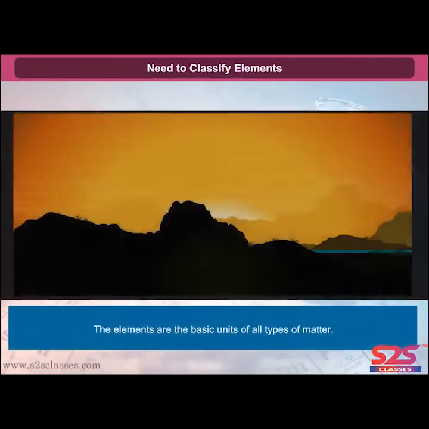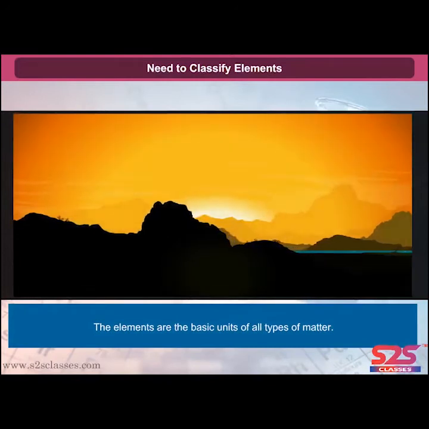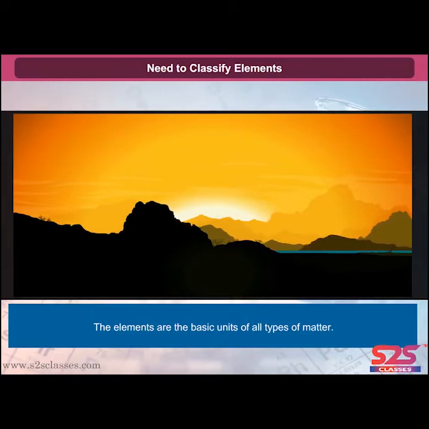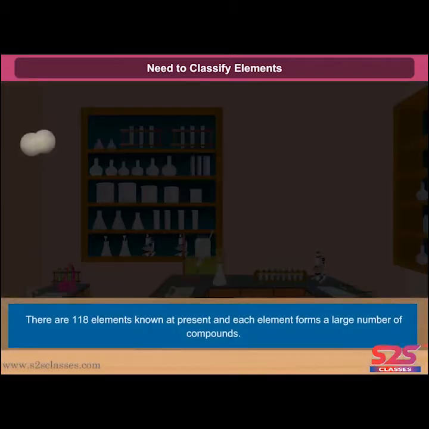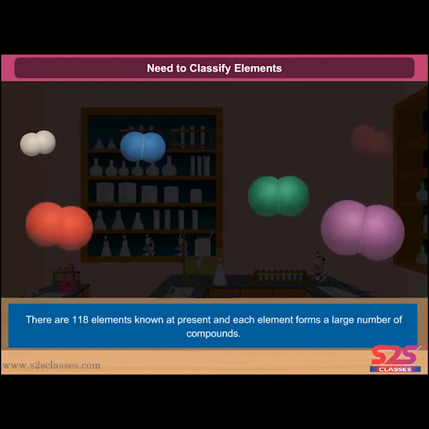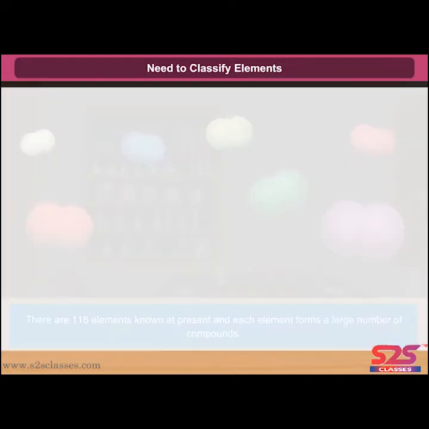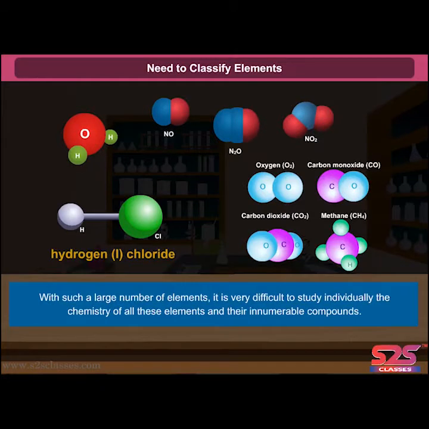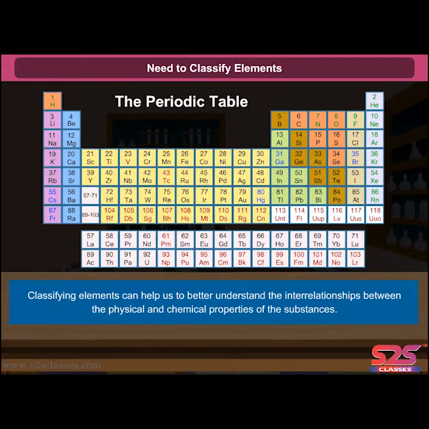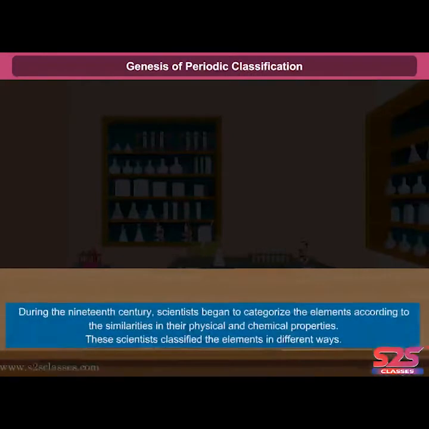Need to classify elements. The elements are the basic units of all types of matter. There are 118 elements known at present, and each element forms a large number of compounds. With such a large number of elements, it is very difficult to study individually the chemistry of all these elements and their innumerable compounds. Classifying the elements can help us to better understand the interrelationships between the physical and chemical properties of the substances.